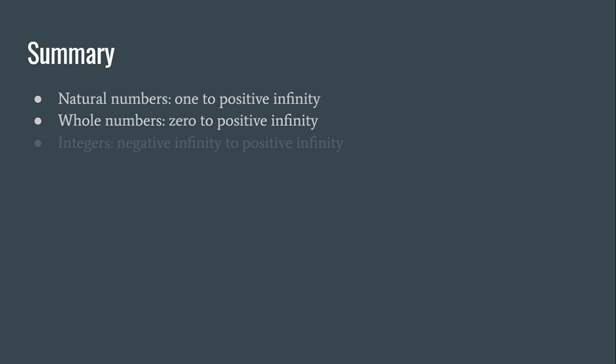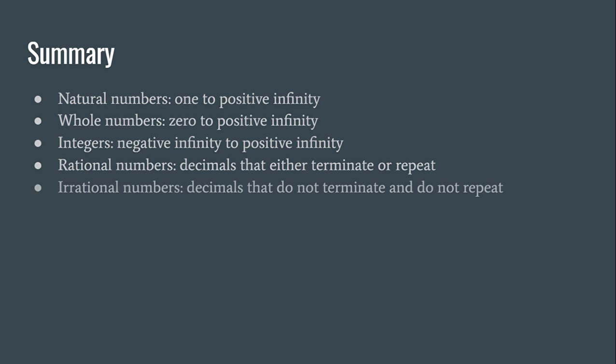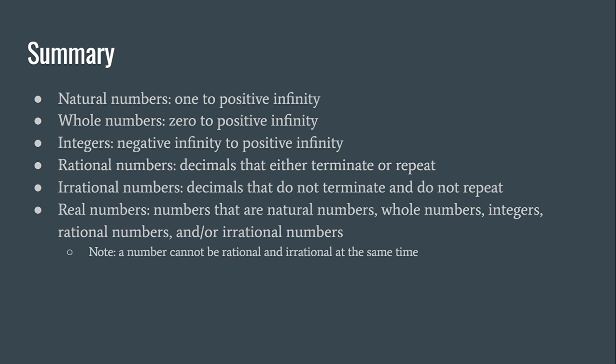Okay, so to sum it all up. Natural numbers begin at 1 and go to positive infinity. These are commonly thought of as your counting numbers. Whole numbers are like your natural numbers. The only difference is that they start from 0 and go to positive infinity. Integers start from negative infinity and go to positive infinity. And all these 3 categories do not include decimals or fractions. Just numbers like -2, 0, 5, 600, those types of numbers.